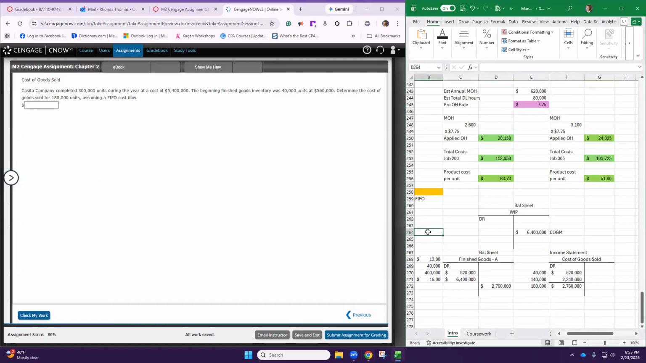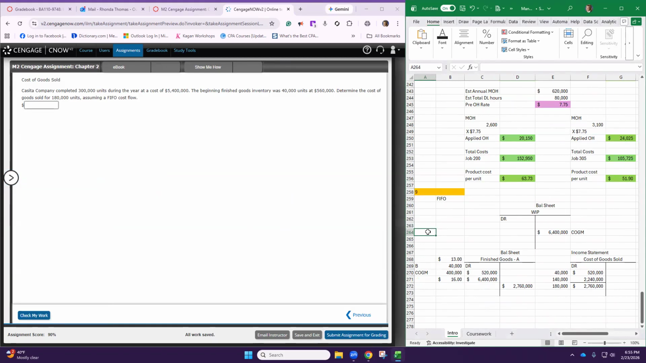Let's go down to this one, number 9. It says Casita Company completed 3,000 units during the year at a cost of $5,400,000. So here is WIP. WIP has a debit normal balance. I don't know anything about the beginning balances, but I do know that all of these went out of here.